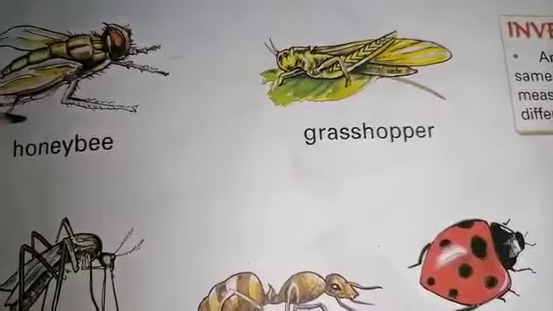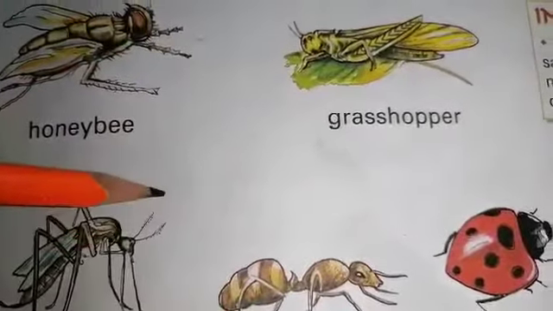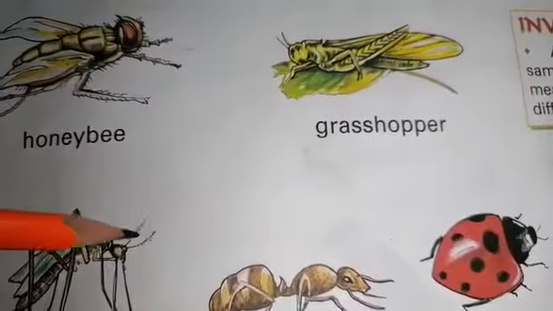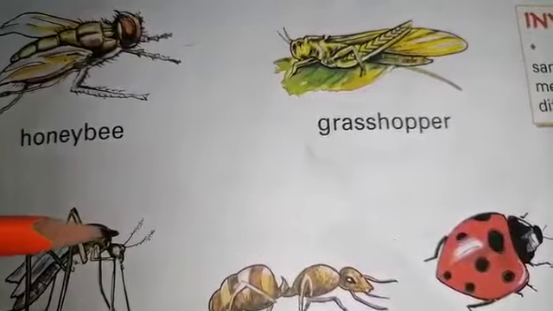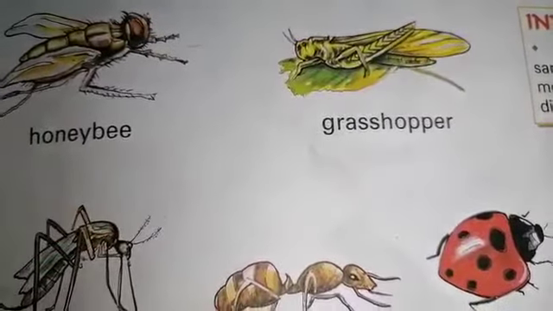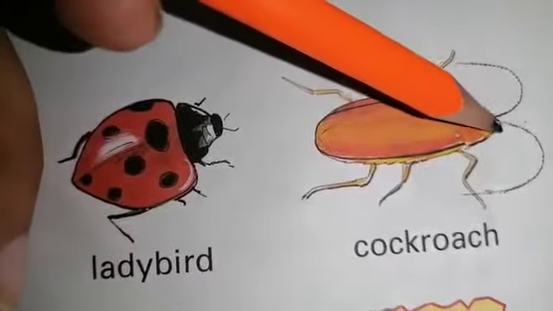Some of them have feelers. Here you can see these are the feelers. These antennas are the feelers. And with these feelers they can feel, just like we feel with our hands.